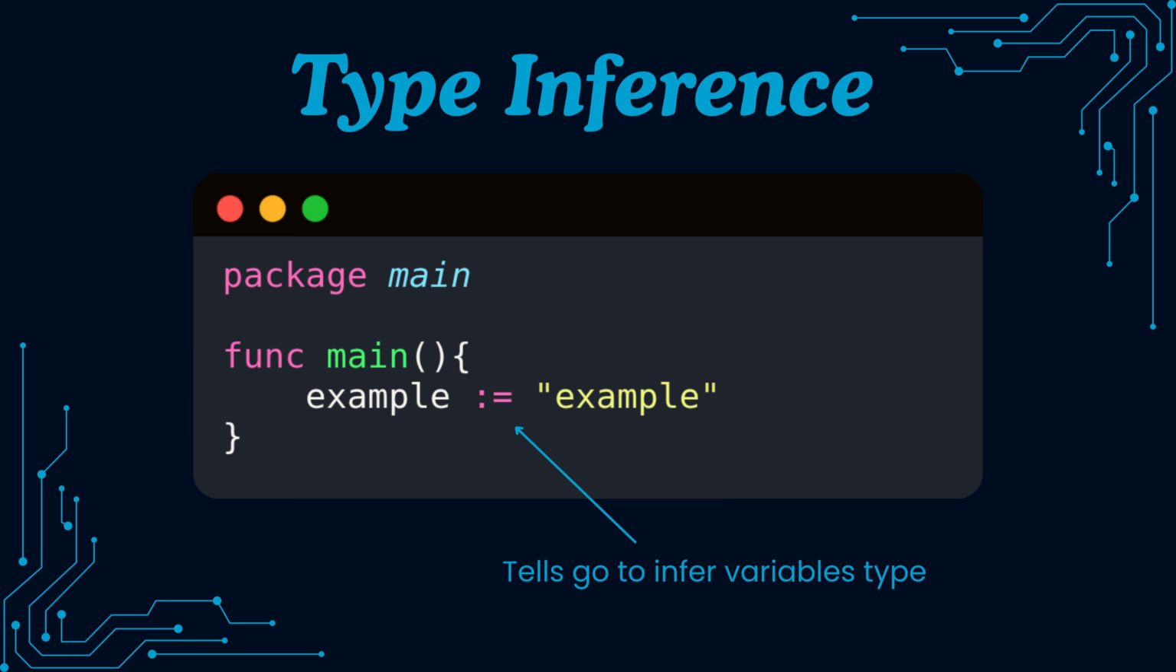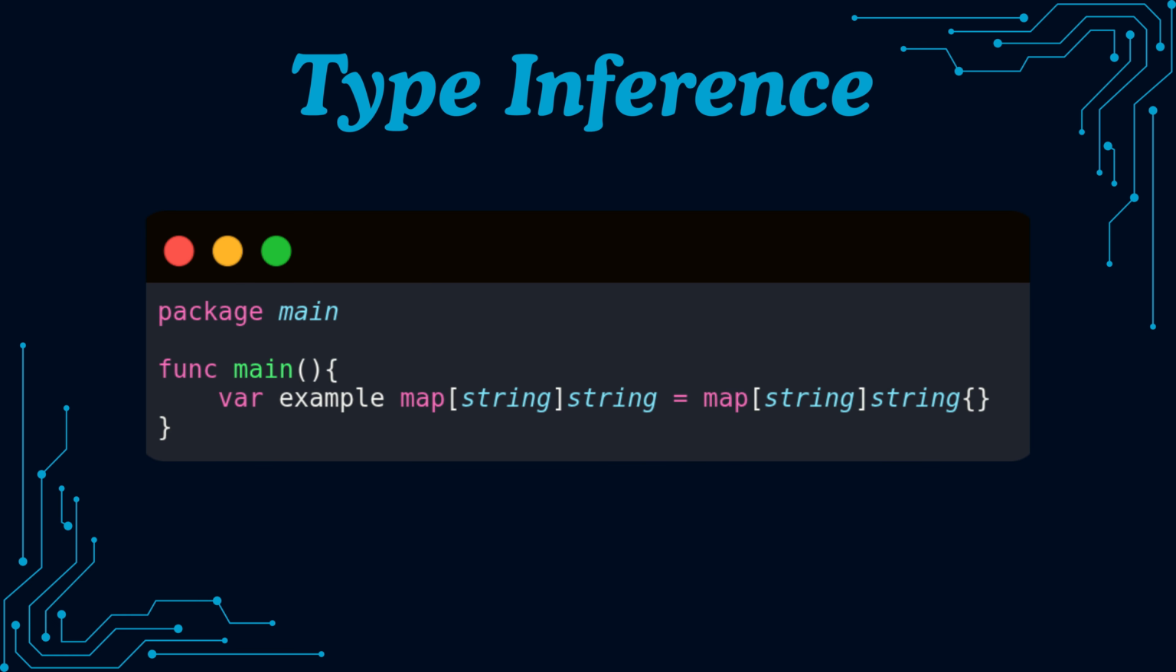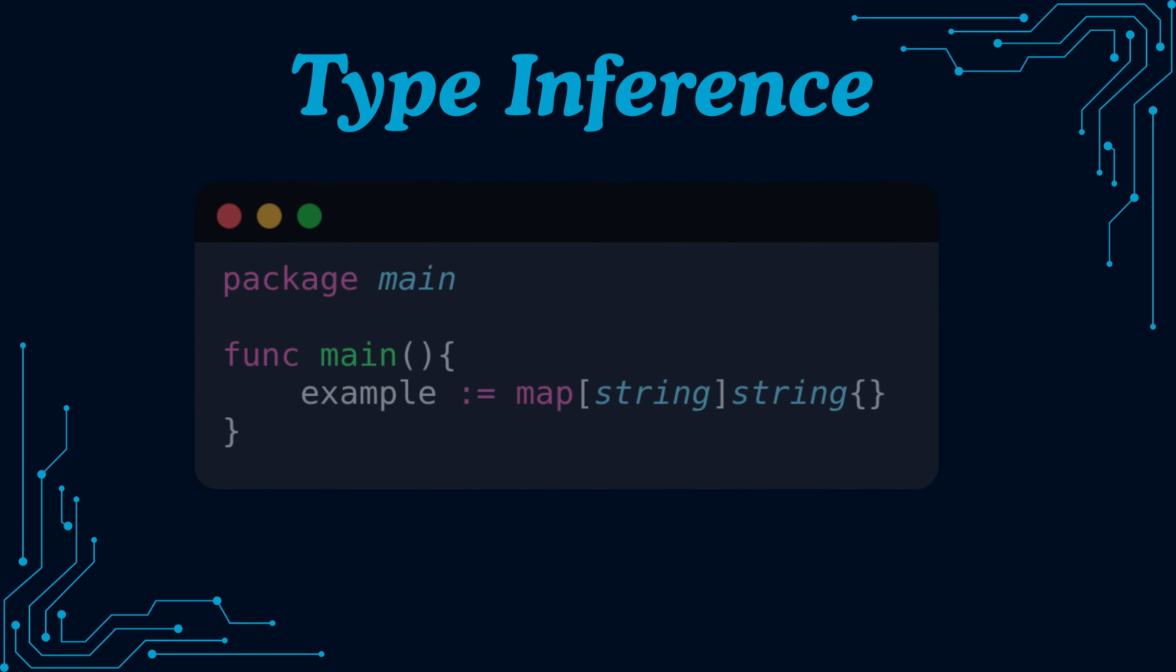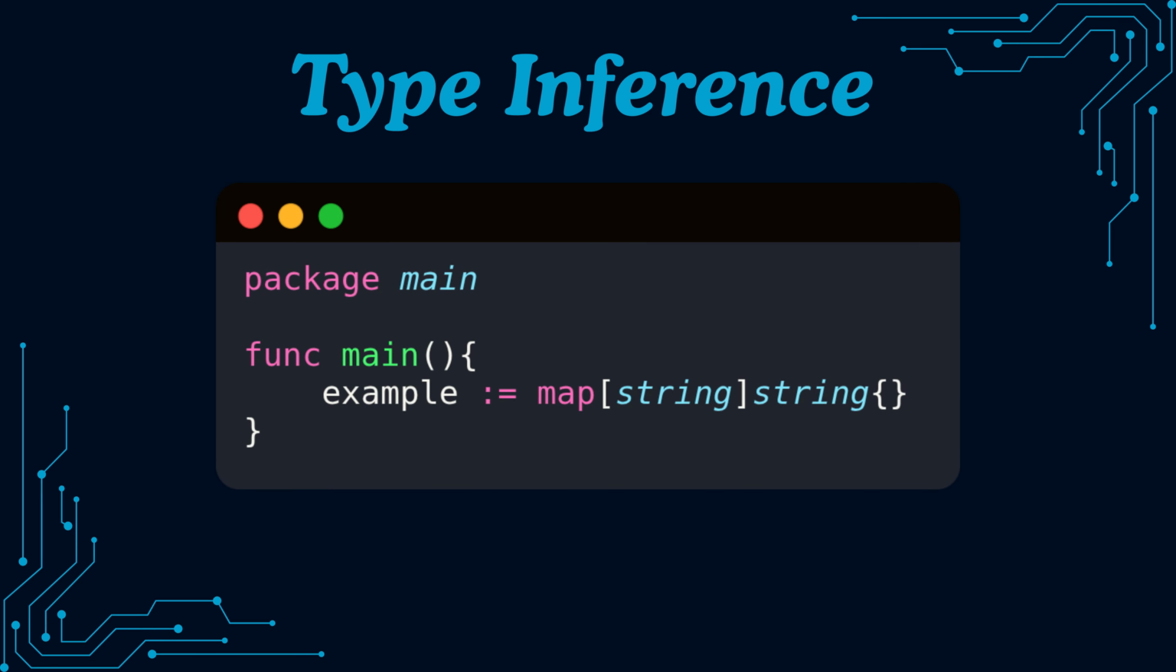You might think using the var keyword and stating a variable's type isn't that much extra writing, but imagine you had to create a map with a string key and a string value. To do this in Go, without type inference, you would have to use the var keyword, state the name of the variable, and state its type to be a map with a string key and a string value. You would then have to set it equal to an empty map to initialize it. But with type inference, we just need to state the variable's name and set it equal to an empty map. This tells Go that the variable we are creating is a map.